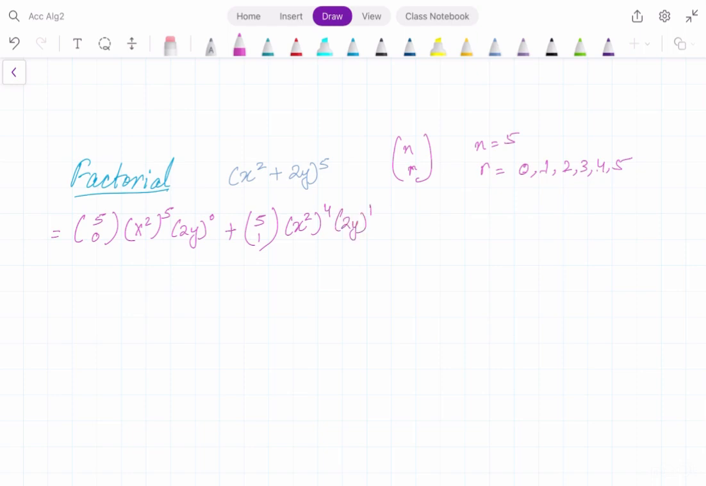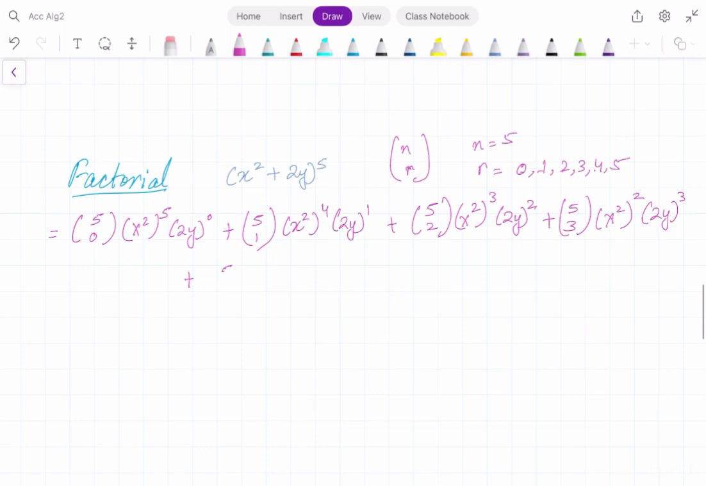A will be to the power of 5, B to the power of 0. Now A will be to the power of 4, B to the power of 1. Now 5, 2, because r is increasing to 2. A to the power of 3, B to the power of 2. A is decreasing, B is increasing. Next coefficient will be nCr, r in this case will be 3. A to the power of 2, B to the power of 3.